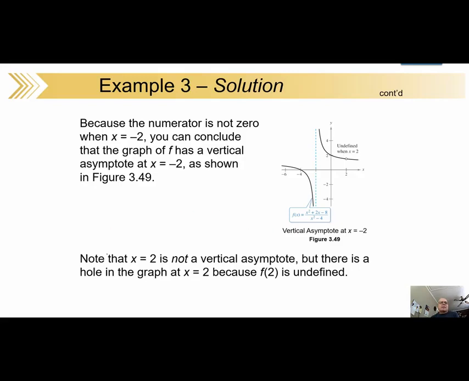Notice also that even though this was in the denominator to begin with, because we were able to cancel it out, it's not a vertical asymptote, but it does contribute to this hole because we can't use that number.